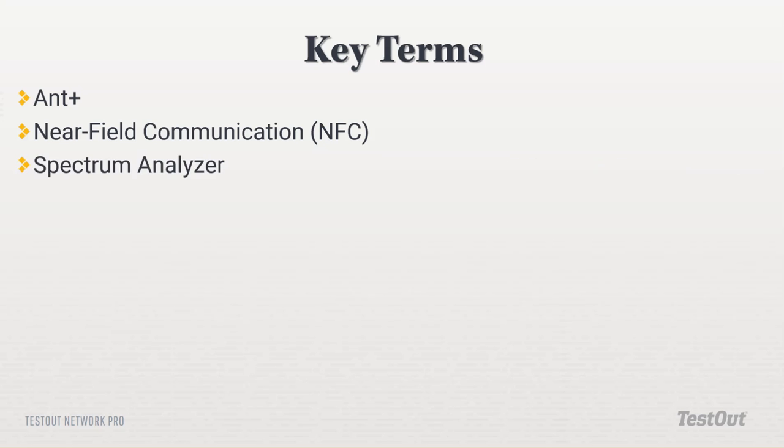So then we have the spectrum analyzer, and it's any device that displays signal amplitude, which is really strength, and varies by signal frequency. You'll see the frequency on the horizontal axis, and the amplitude is displayed on the vertical axis.